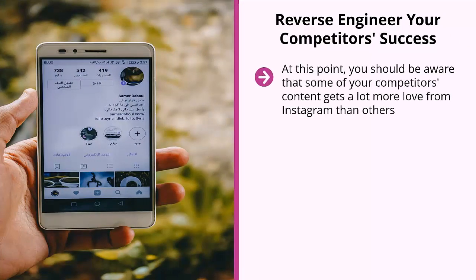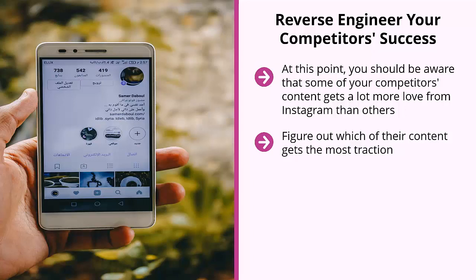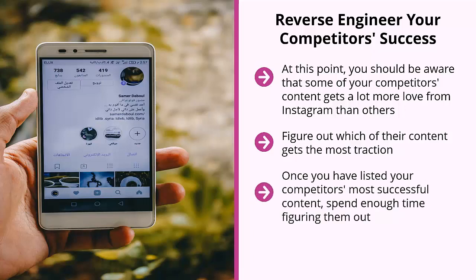Reverse engineer your competitors' success. At this point, you should be aware that some of your competitors' content gets a lot more love from Instagram than others. This should be your top priority. Figure out which of their content gets the most traction. I am, of course, talking about the number of likes, comments, and other indicators of popularity. Forget about everything else. Once you have listed your competitors' most successful content, spend enough time figuring them out.